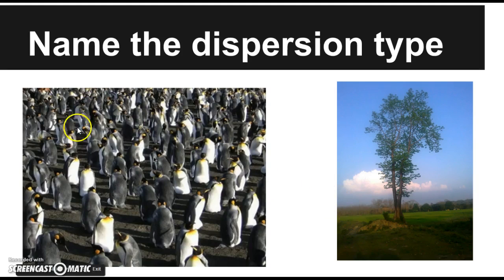Here we have some penguins, and then we have this lone tree over here. It doesn't have any other trees next to it. So try and fit these organisms into the type of dispersion that you think they express. And I'll go ahead and pause the video here and give you about a minute to go through this and put which ones you think fit there.